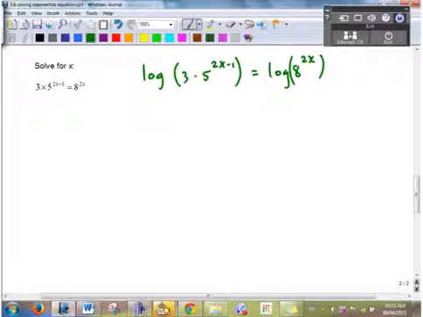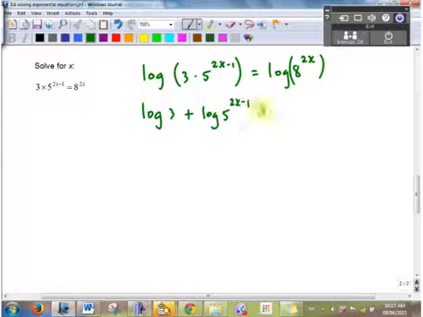What's the first poster on our wall up here? Multiplication rule, which means I can split this up, right? That's log 3 plus log of that, 5 to the 2x minus 1. What can I do with this thing? Let's remove those brackets. I hate them. If you like them, feel free to put them in. Take that 2x, put it out in front. Power rule. Okay? 2x log 8.